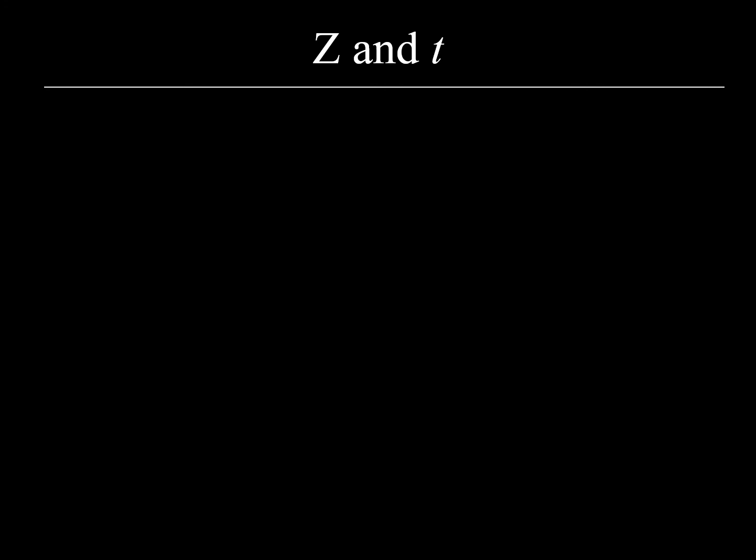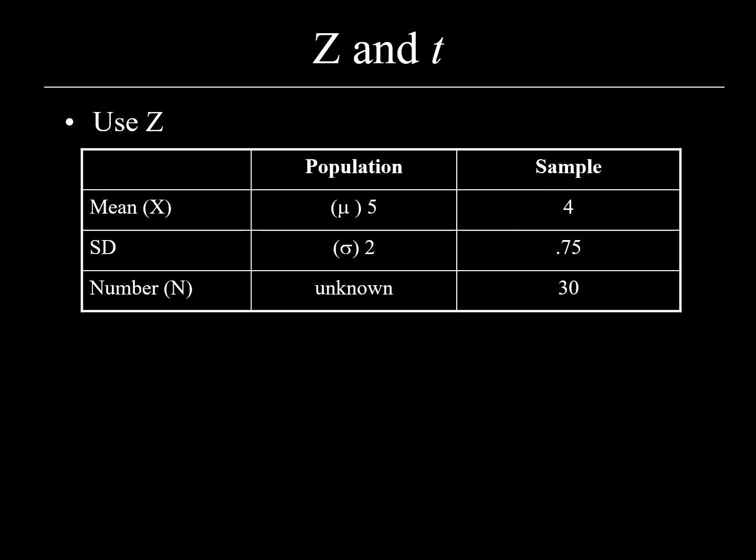Now let's talk about the actual techniques that we covered. We talked about Z and T, and basically we use Z when we actually have information that we are looking at. And again, what we need to know to use Z is the population's mean and the population standard deviation. And then, of course, obviously, we're going to have our sample information.